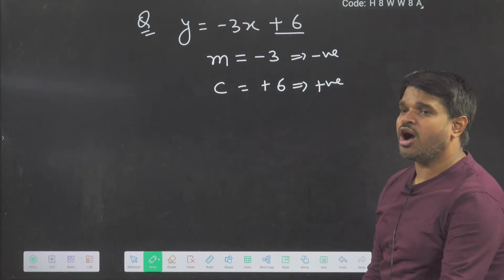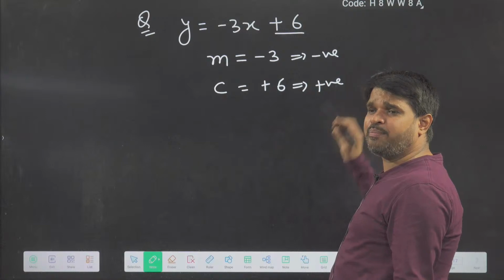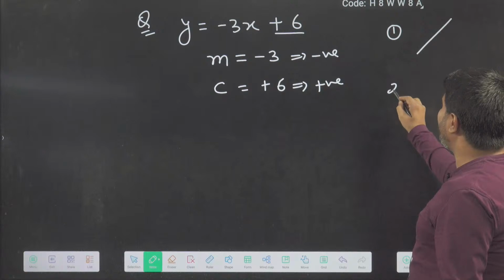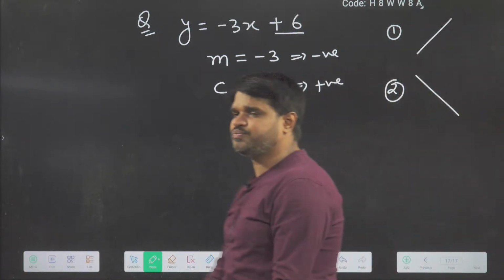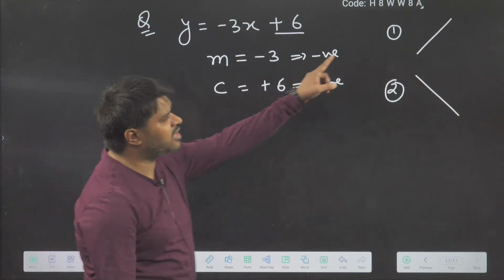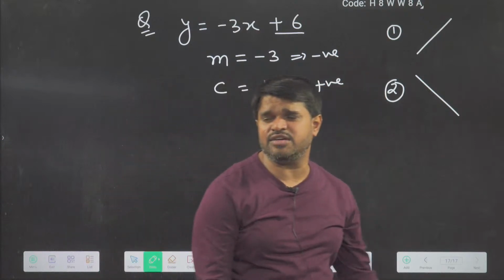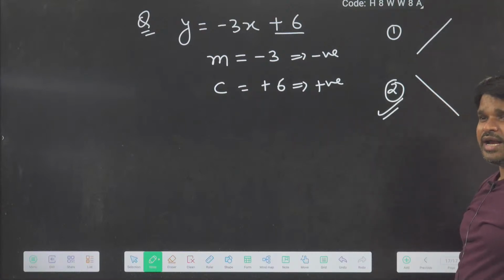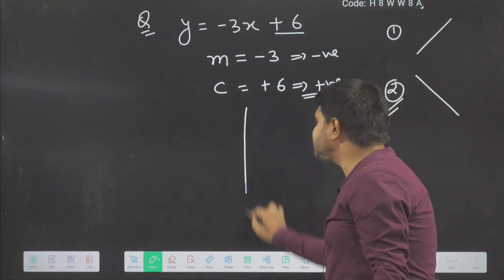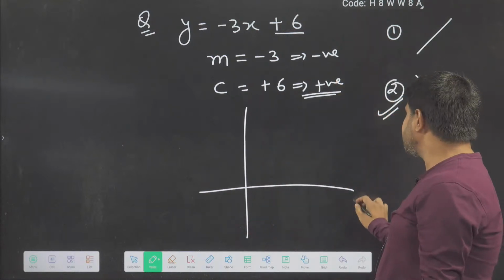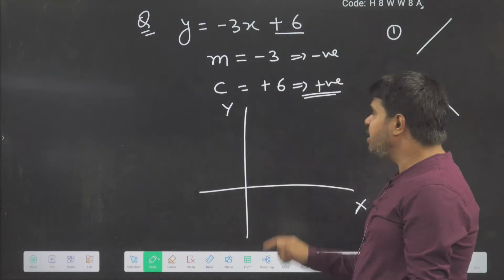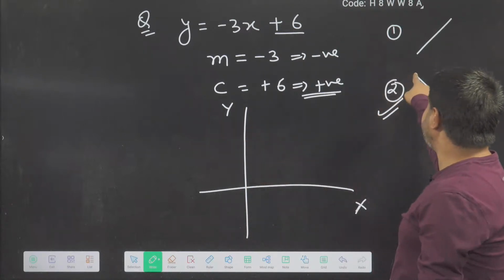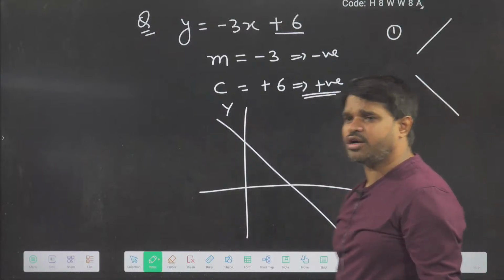So I have to draw a line of negative slope and positive intercept. My first question: should I draw the first kind of line or the second kind of line for negative slope? Good, the second kind, because the first is positive slope. Next, the y-axis intersection point is positive. So my line should be cutting the y-axis above origin and it should look like this. So is it the correct equation or not?